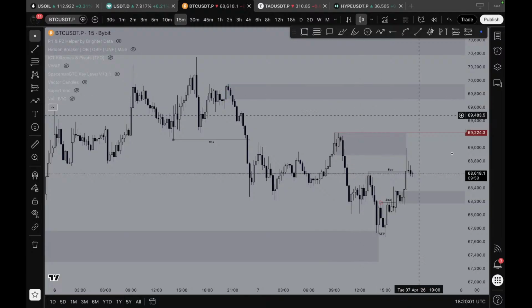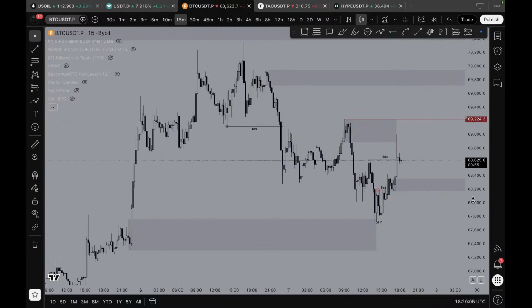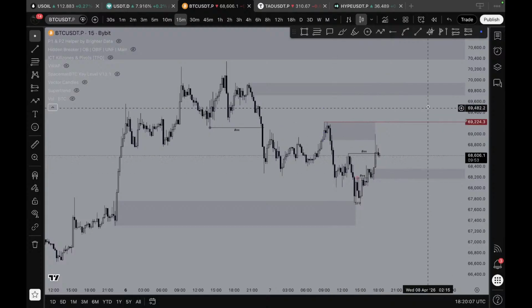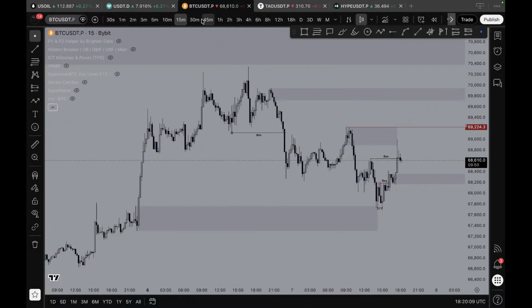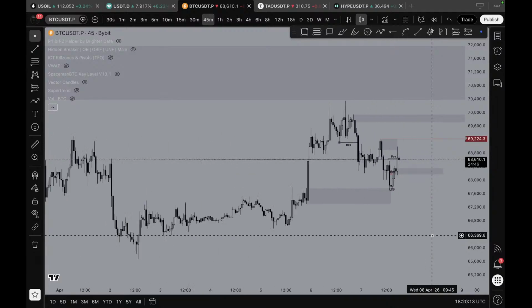So gonna be pretty interesting what will happen from here, especially with Trump speaking this evening. But overall, it's not a super high probability environment yet.